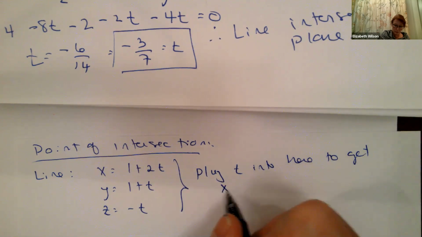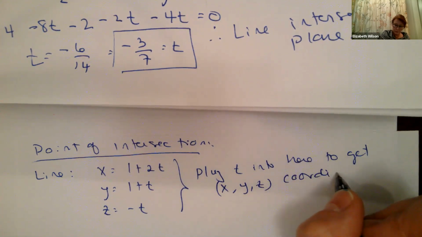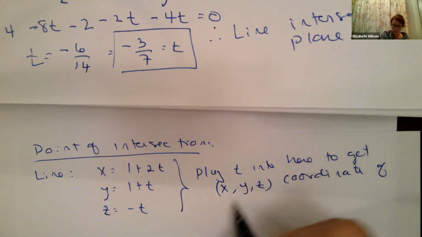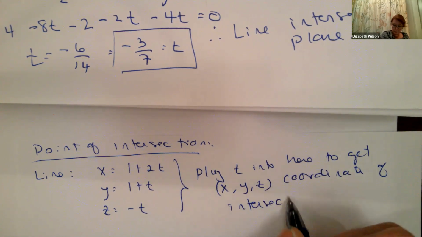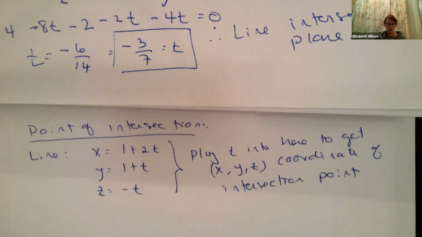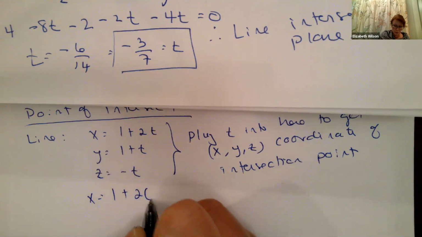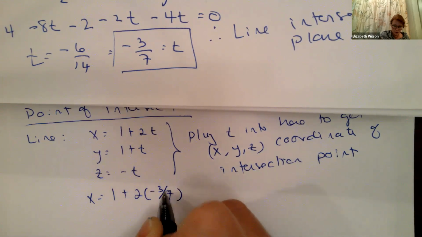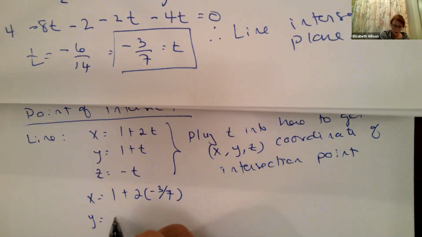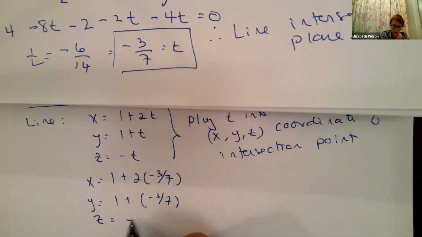And our x, y, and z coordinate of the intersection point. Okay, so let's go ahead and do that. I'm going to say x equals 1 plus 2 times minus 3/7. y equals 1 plus minus 3/7. z equals minus times minus 3/7.